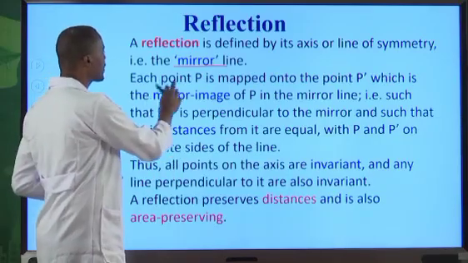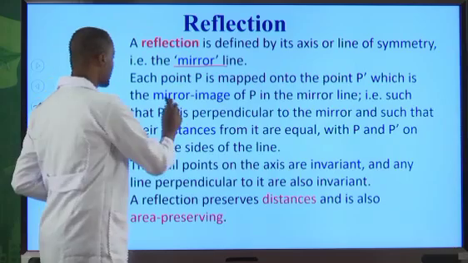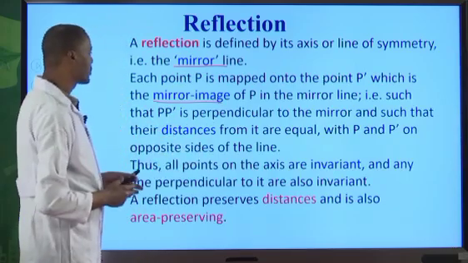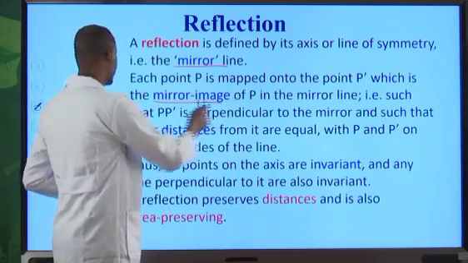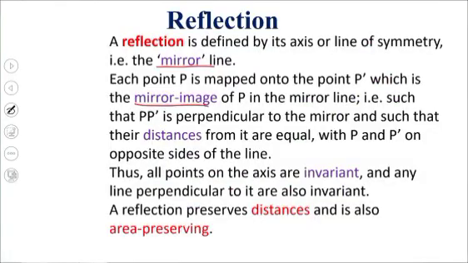For example, each point P is mapped onto a new point, which is P prime, which is called the mirror image of it, of the point P in the mirror line, such that the line P P prime is perpendicular to the mirror and such that their distances are preserved. Reflection is a symmetry operation that preserves distance.